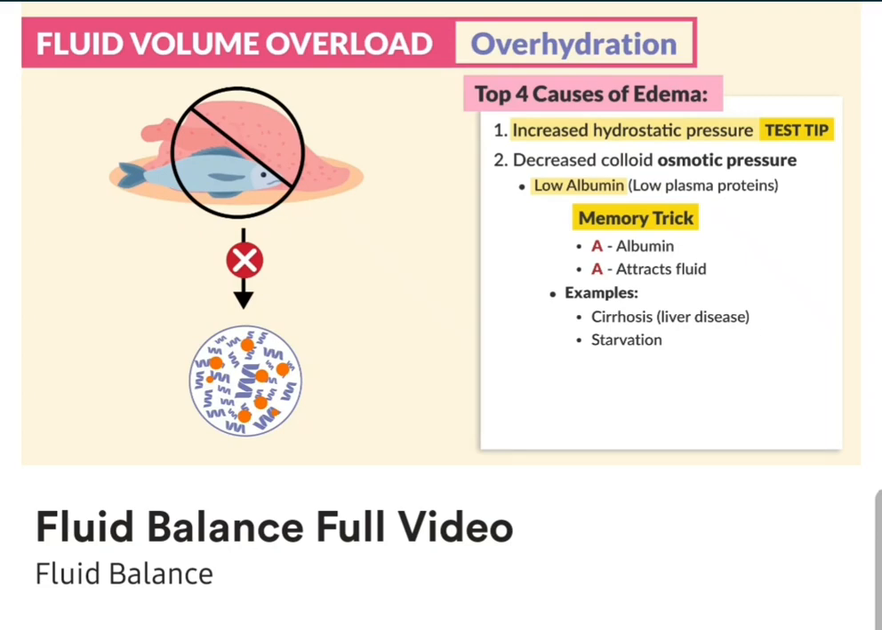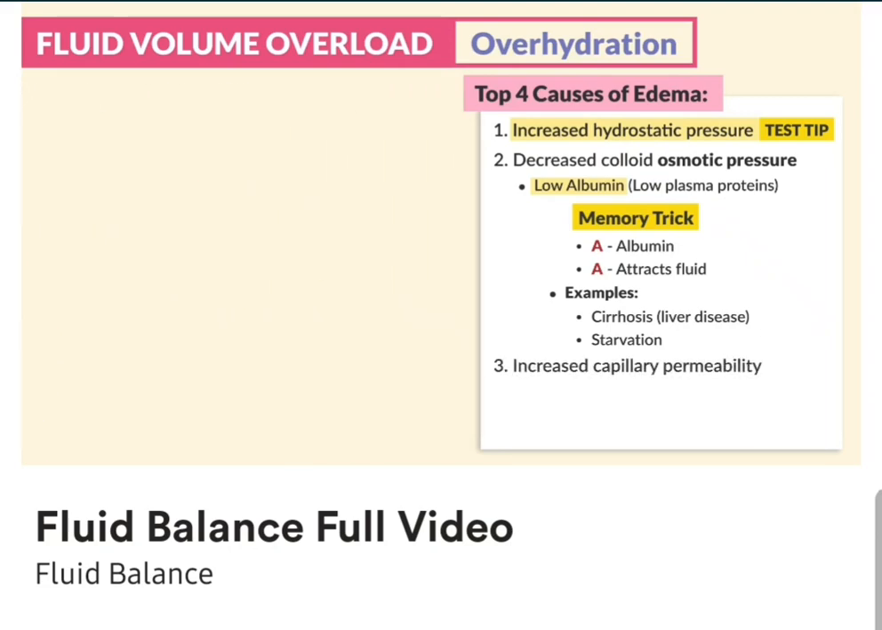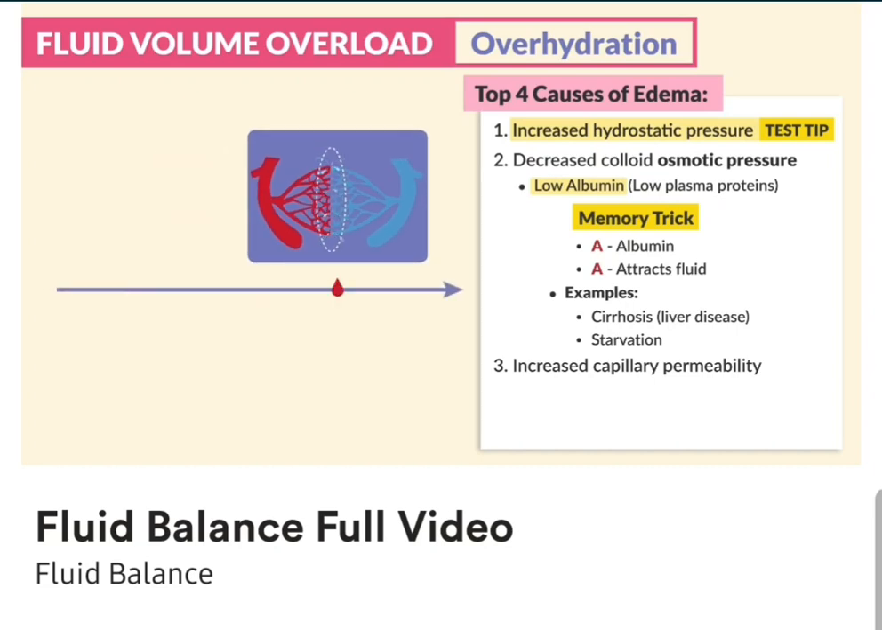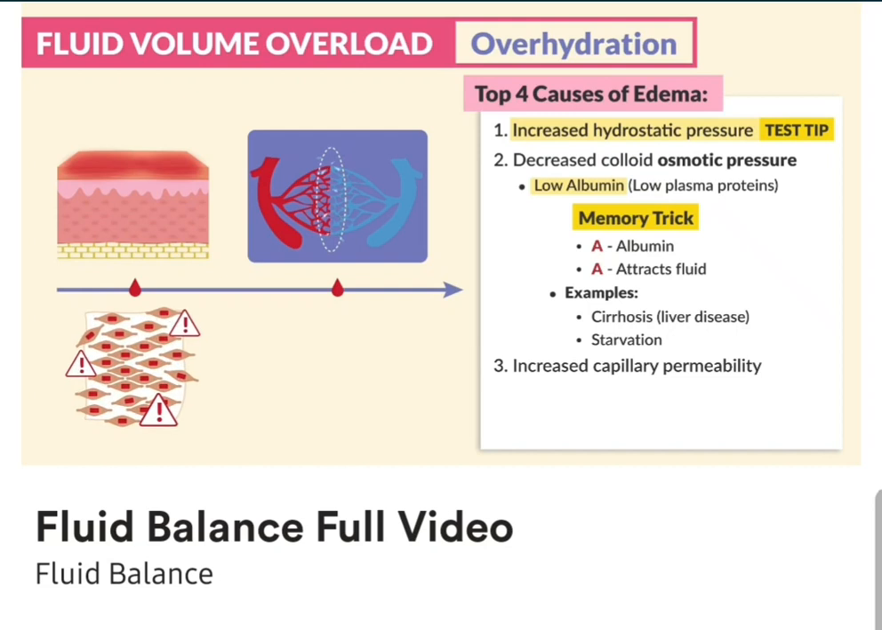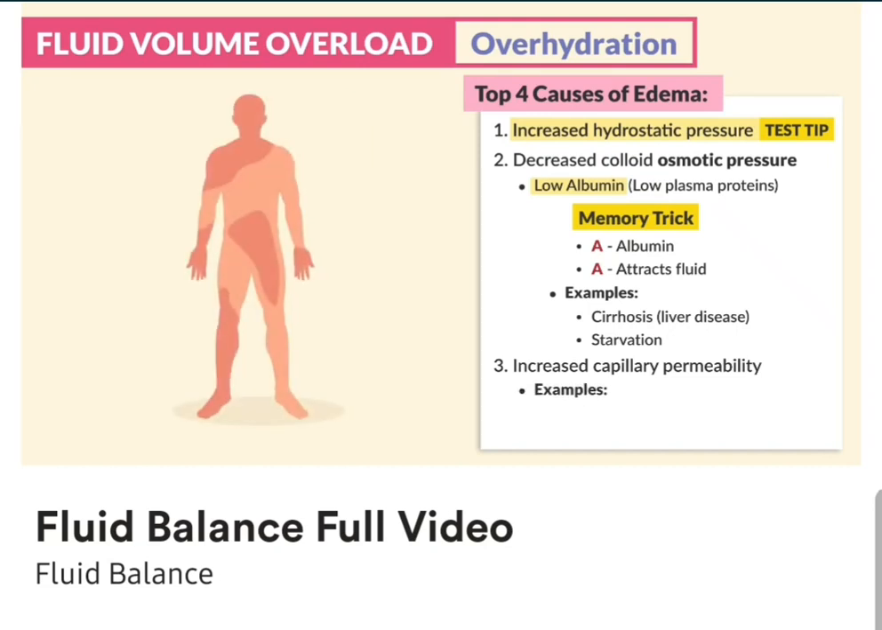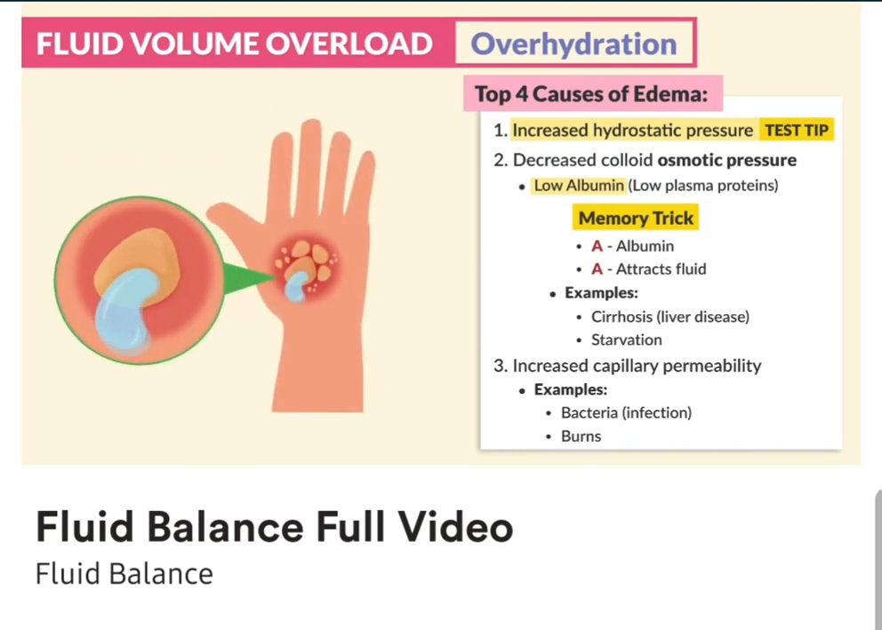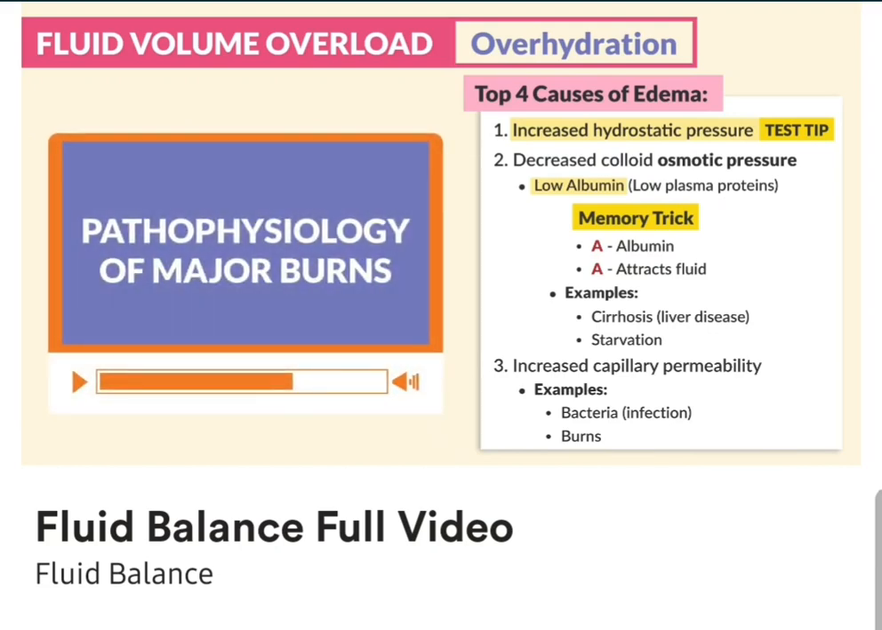Now moving on to the third one here, increased capillary permeability. We have really leaky capillaries, those connections between the arteries and the veins, typically caused by severe inflammation or tissue destruction. And 2 great examples of this are bacteria causing infection and burns. So burns obviously damage the body, but specifically damage the capillaries, leading to edema from fluid leaking out of the vascular space. So let's play a little segment on pathophysiology of major burns.